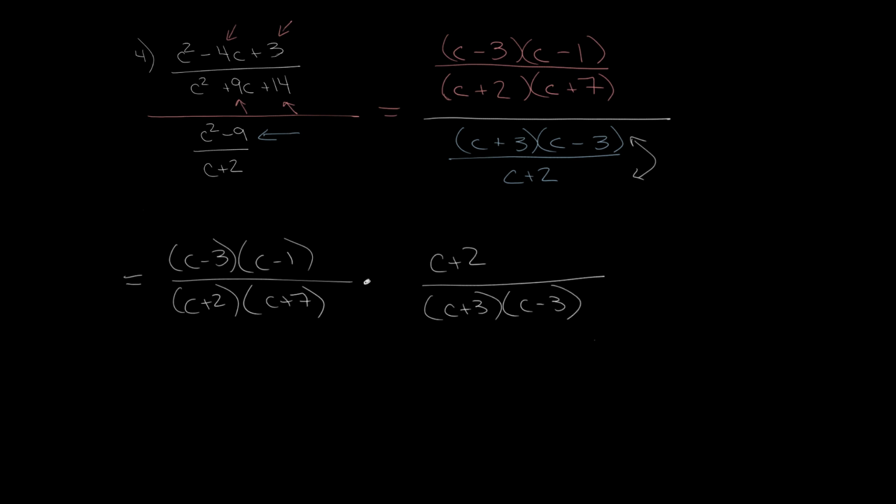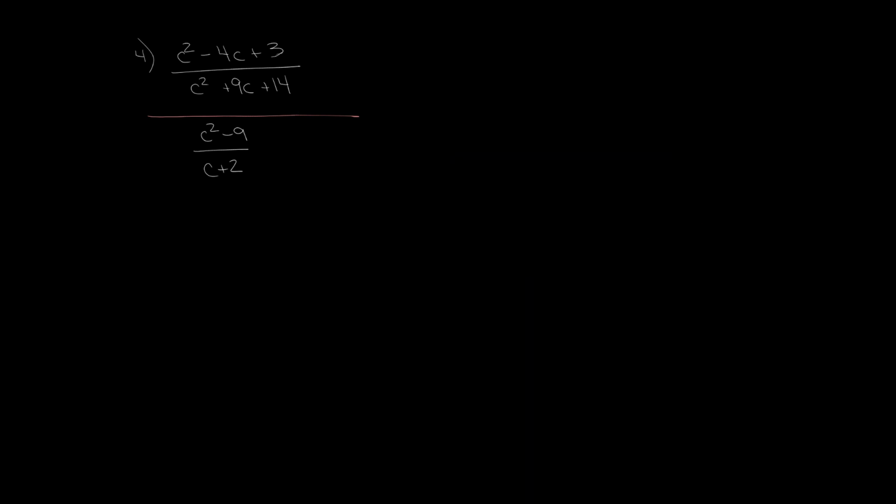Now let's simplify where we can. Okay, so I have a c plus 2 I can cancel out, and I have a c minus 3 that I can cancel out. So my final answer is what's left. So I have c minus 1 over c plus 7 and the c plus 3. And that is my final answer.